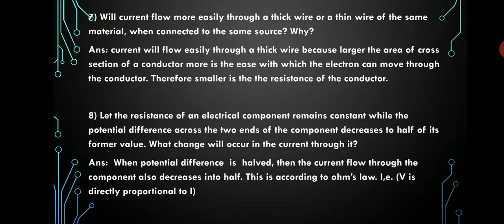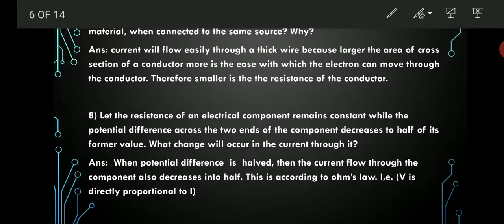Current is inversely proportional to the resistance. As the resistance in the conductor increases, the flow of current decreases. That means if there is more opposition, there will be less flow of current. So here, will current flow more easily in a thick wire or a thin wire? Here this is nothing but the area of cross section.